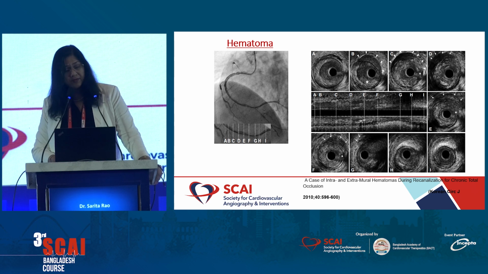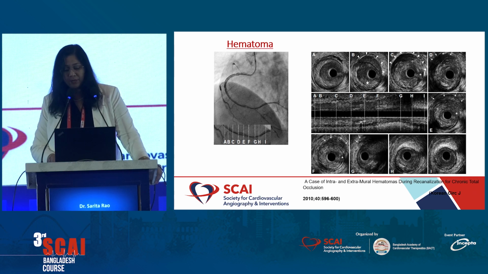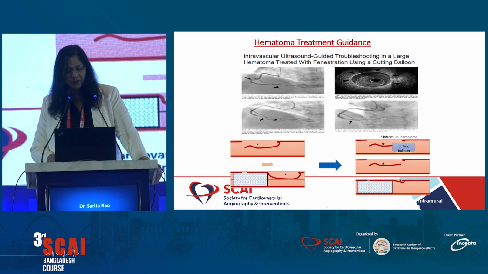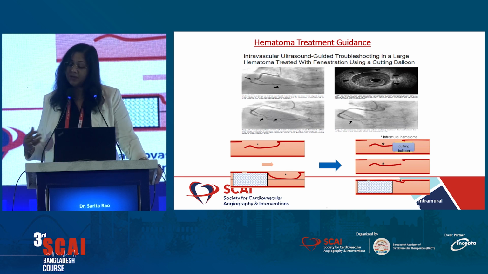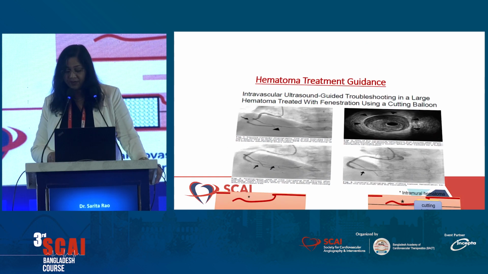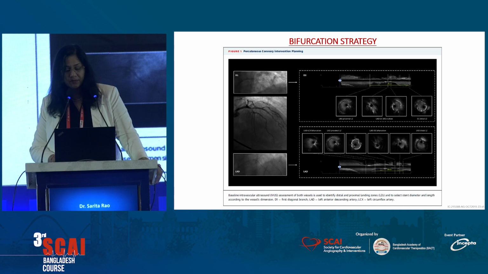Again, hematoma: sometimes you see this angiographic picture and you're not sure what it is. So IVUS would help you to identify the hematoma while you're doing the procedure, and also sometimes give you hematoma treatment guidance. Many times when you're troubleshooting such lesions, you can use a cutting balloon and do a fenestration and end up with a good result. Bifurcation stenting, again, the Achilles heel of coronary intervention.